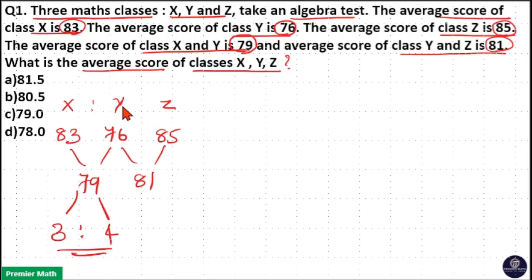Now, take the ratio between Y and Z. That is, take 76, 85 and 81. Here, difference between 81 and 76 is equal to 5. Now, difference between 81 and 85 is equal to 4, which is common here. So, 4:5 is the ratio between Y is to Z. Here, 4-part ratio is common for both the cases. Now, X is to Y is to Z ratio is equal to 3:4:5.